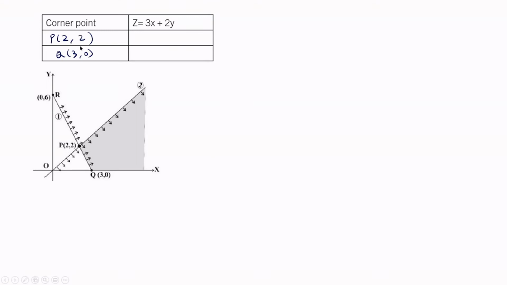So for P(2, 2), for this corner point, we have z is 3 into 2 plus 2 into 2, which is 10. And for this corner point Q(3, 0), the value of z is 3 into 3 plus 2 into 0, which is 9. So this is the minimum value.